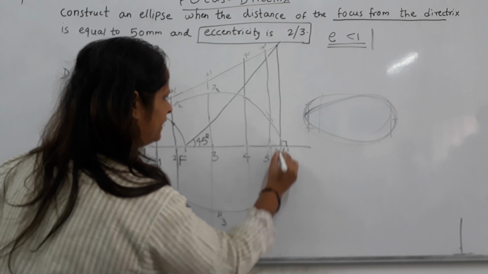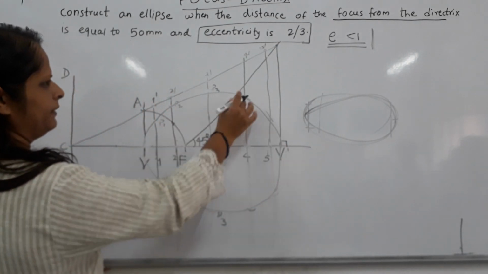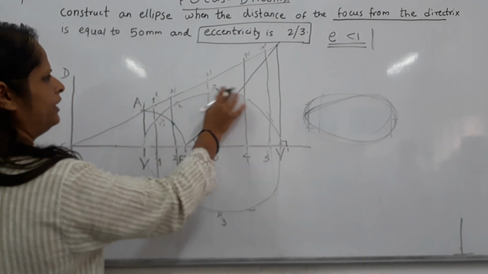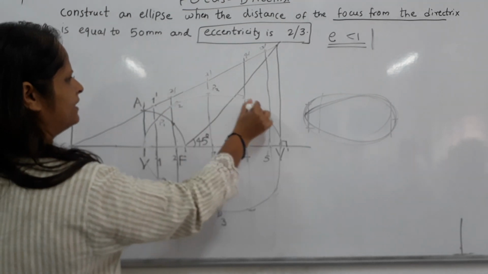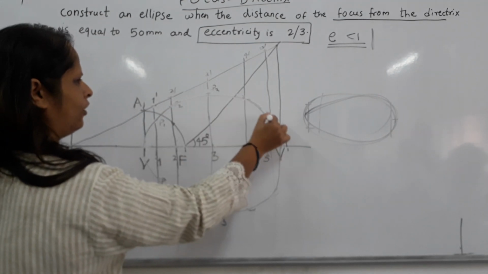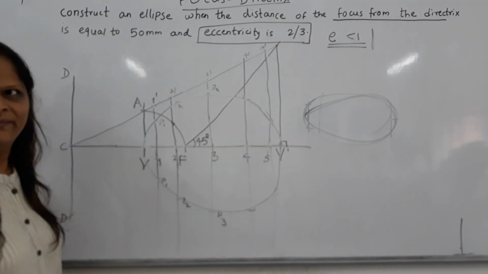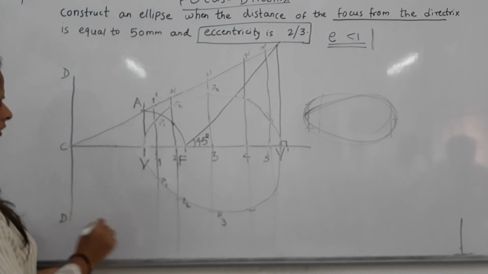You will not get such a small ellipse. You will get a bigger one. Here I haven't drawn it with accurate measurements. So everyone, you draw it using a very thick line. Here I am not able to draw the thick line.